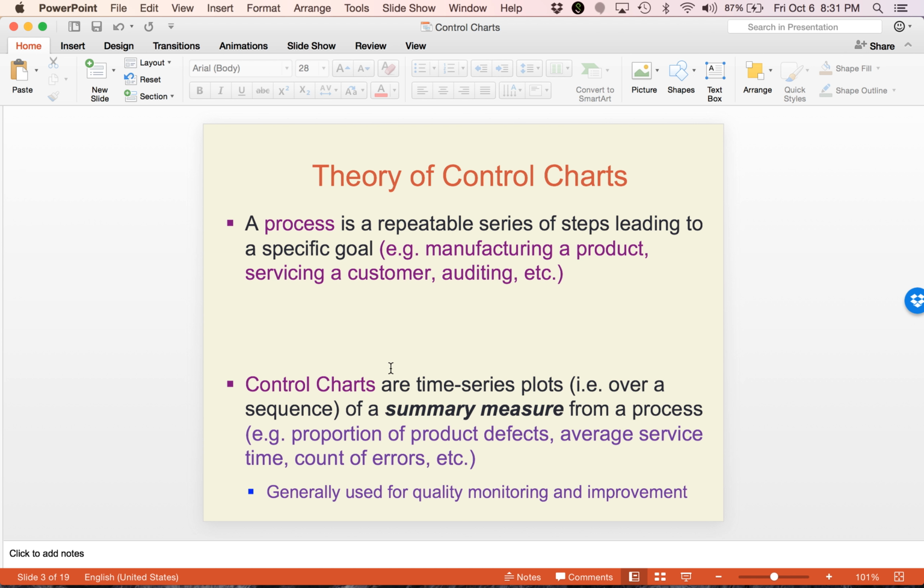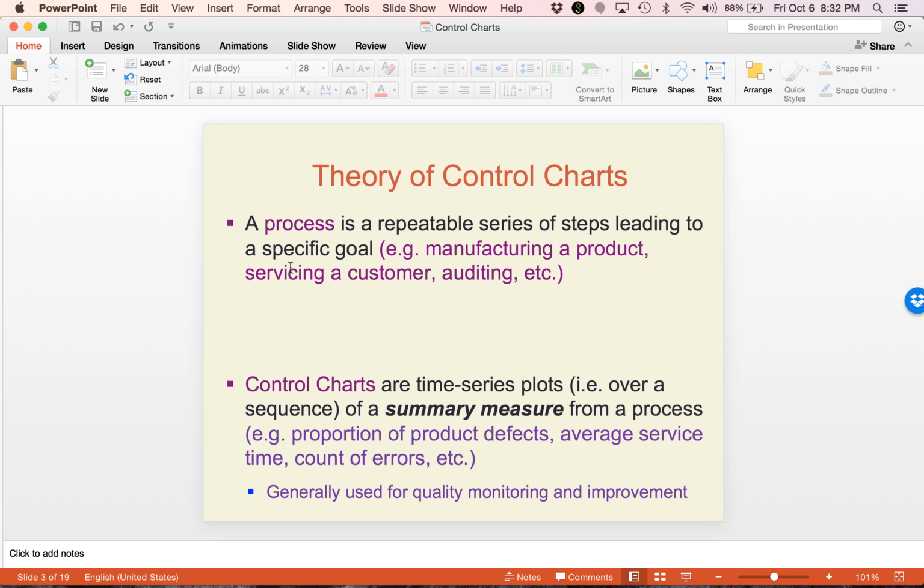A control chart is simply a time series plot. It doesn't necessarily have to be over time, just any sort of sequence that provides a summary measure of some aspect of that process. So as we're manufacturing something, we might look at the proportion of defective products that get produced from that process. Or if we're servicing a customer, we might look at the average service time for servicing a customer. Or if we're auditing, we might look at the number of errors that are found in something.